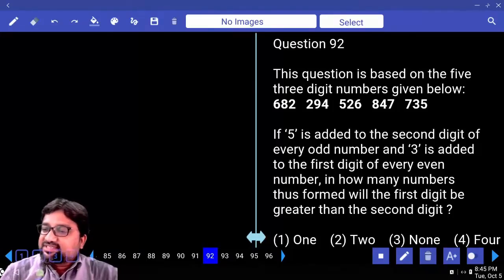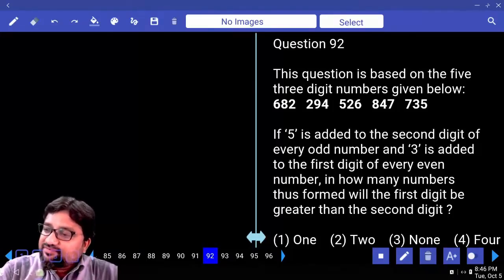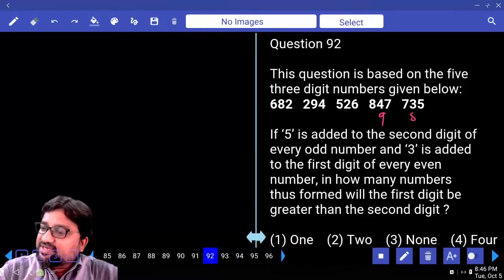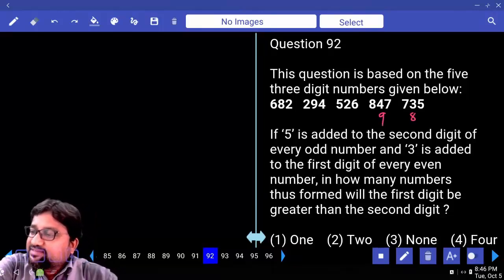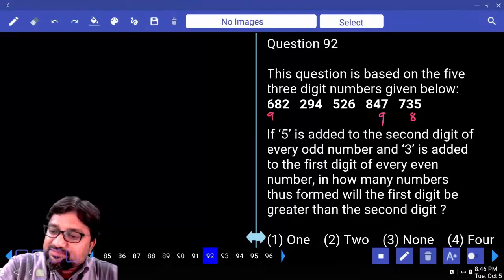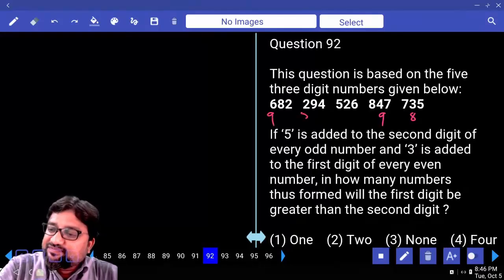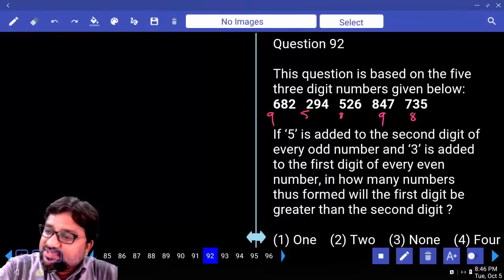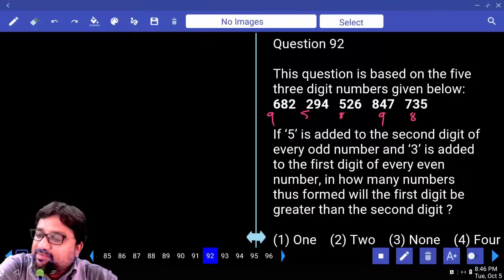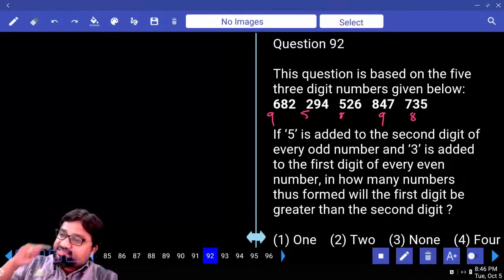What is the operation that you are supposed to perform here? 5 is added to the second digit of every odd number. When you add 5, this becomes 9. When you add 5, this becomes 8. And 3 is added to the first digit of every even number. 3 is added, this becomes 9. This becomes 5. This becomes 8. Understood, my dear students? What is the question? In how many numbers thus formed will the first digit be greater than the second digit?